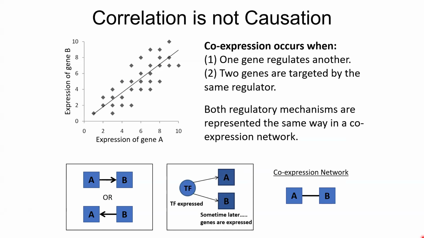Now, both of these are represented the same way in a co-expression network, right? Both these regulatory mechanisms are shown the same way, but it's impossible to really tell which one's going on. And this leads to many, many false positives and many, many false negatives when building a gene regulatory network just based on correlation types of data, whether or not it's scaled or otherwise.